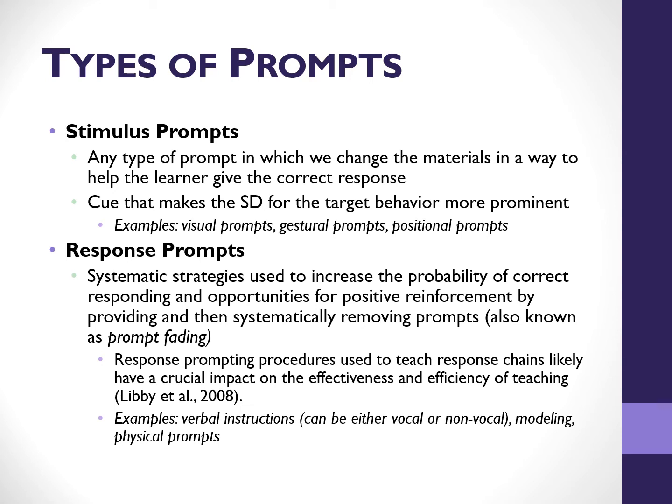Response prompting, on the other hand, is sometimes called errorless learning because teaching using these procedures usually results in few errors by the learner. And the goal of response prompting is to transfer stimulus control from the prompt to the desired discriminative stimulus. So some examples of stimulus prompts often include visual prompts, gestural prompts, and positional prompts. And then some examples of response prompts are verbal instructions, and those can either be vocal or non-vocal, modeling, and physical prompts. And I'll go over those a little more in the rest of this presentation.